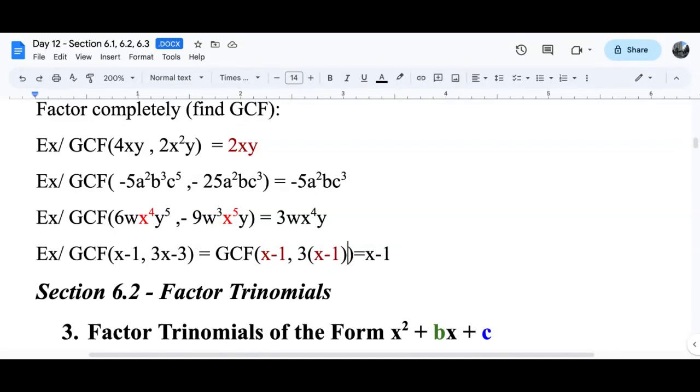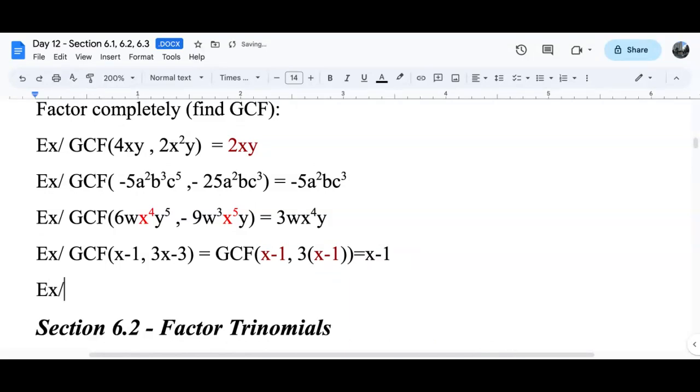Anyone has any question? Let's see more. Maybe I have 2a minus 4b and 6b minus 4a. All right, how do we find the greatest common factor of this?